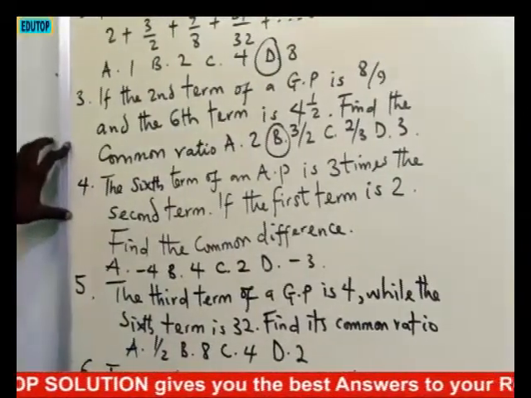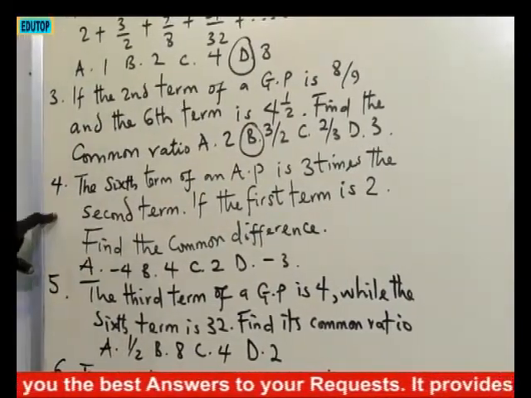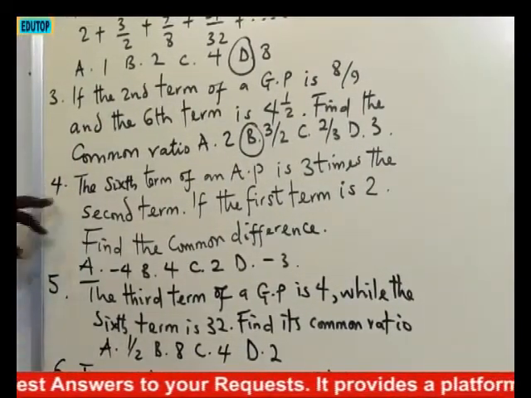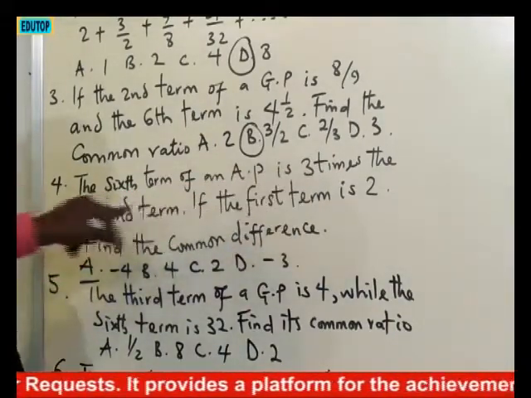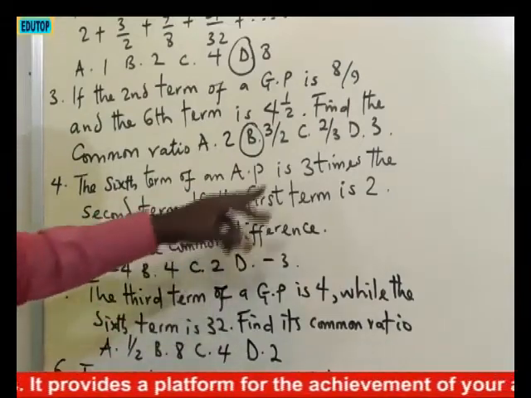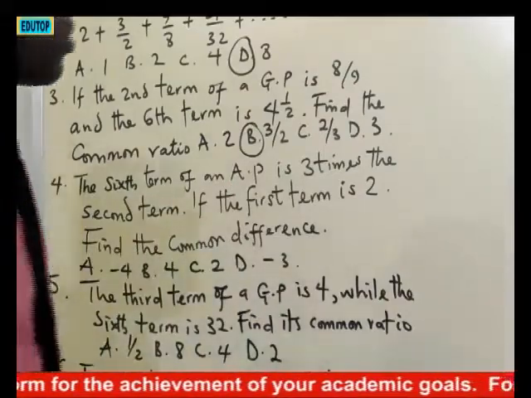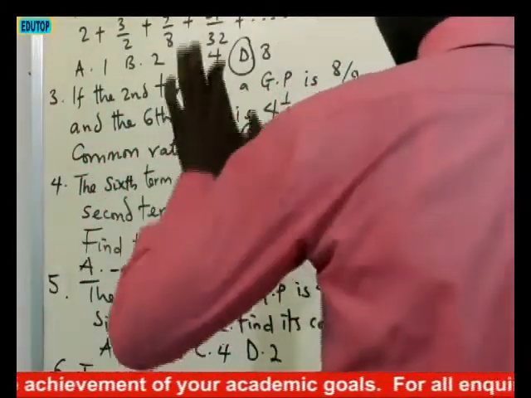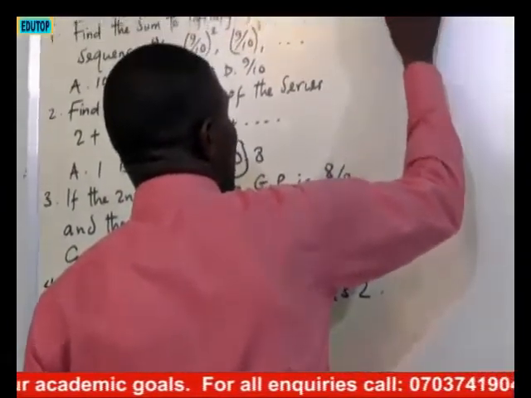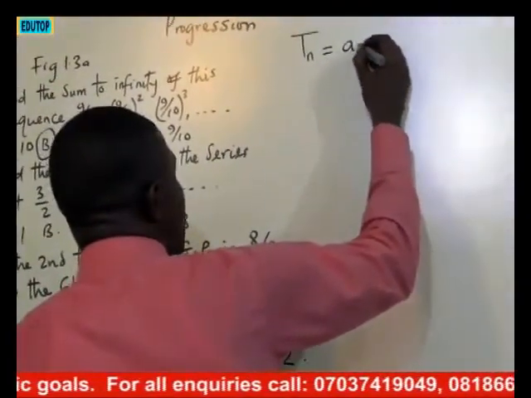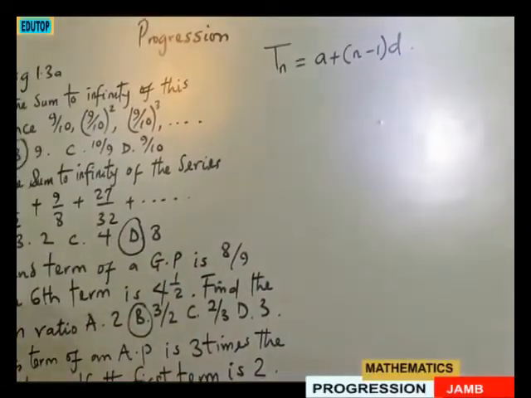Now, question 4. The first 3 questions are structured on GP. Now, look at question 4. It is structured on AP. The sixth term of an AP is 3 times the second term. Find the first term. If the first term is 2, find the common difference. Look at that statement. So let's take it bit by bit. What do we know about AP? We know that Tn, which is the nth term, is a plus n minus 1 d. We have this information.